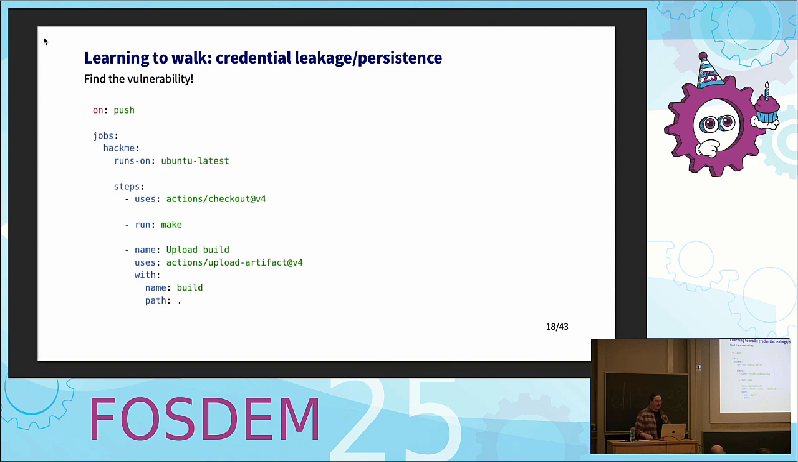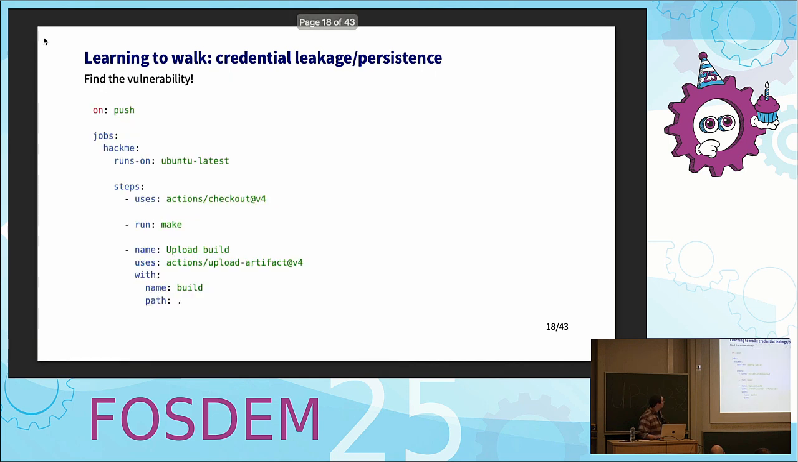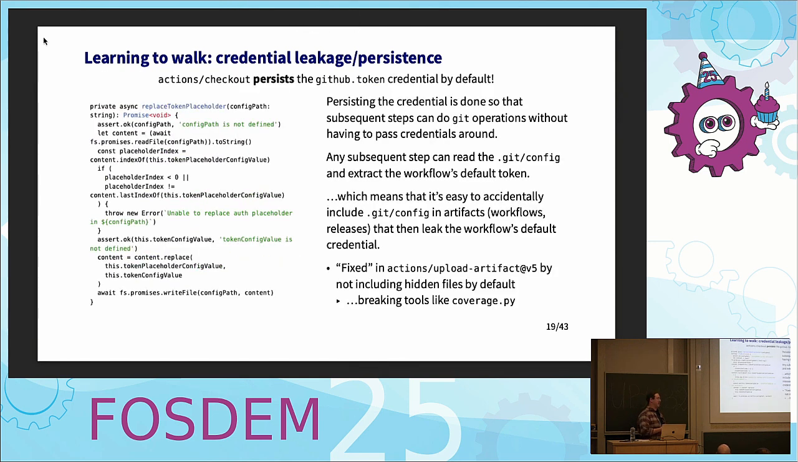Okay, that's enough time. So it's nothing about any of the steps. All the steps are semantically correct. However, what happens is actions checkout, that step we call up there, the first one, it persists silently the GitHub token by default. So when you run actions checkout, that context token that you use gets stored in .git config in the repo that you check out.